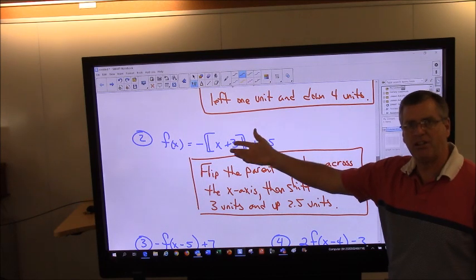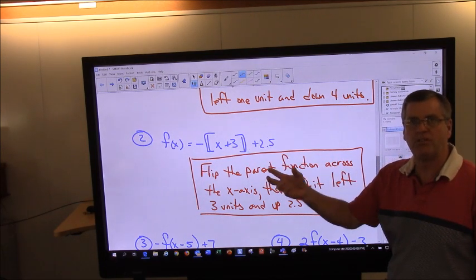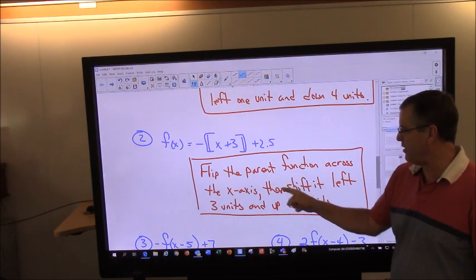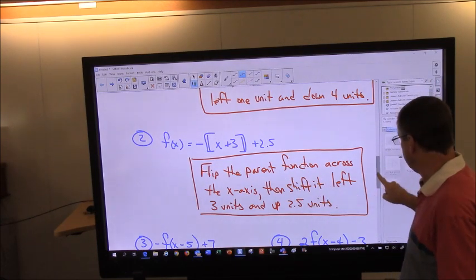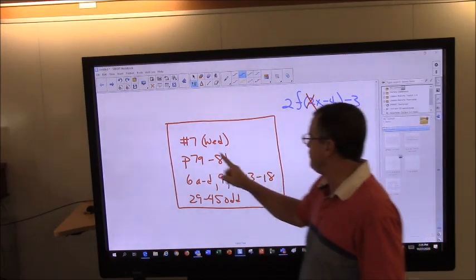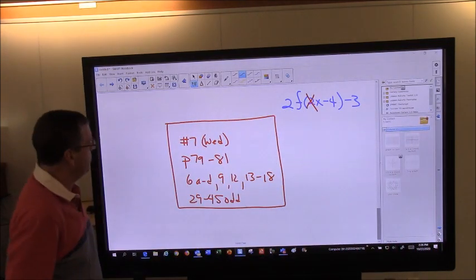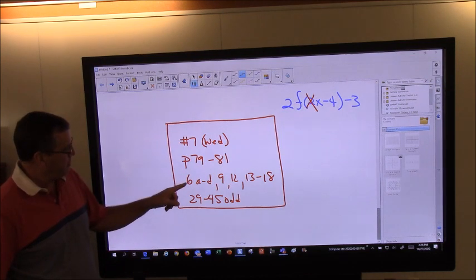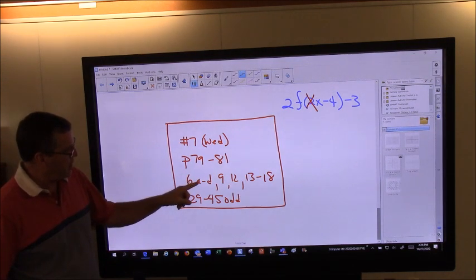They're also going to give us some words and ask us to go back to the equation. All right, remember that thing I told you guys? If you can do things forward and backwards, you probably got it down pretty well. So we have to think a little bit about that. When we get the words, how do you get back to the equation? So here's our assignment. Number 7, it's Wednesday's work. We're on page 79 to 81. For number 6, we're going to do only parts A through D.